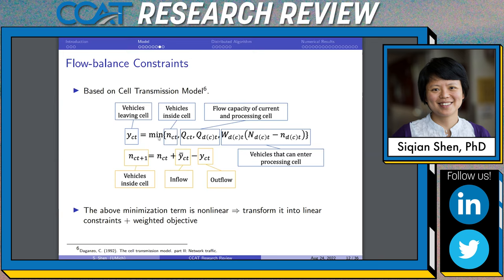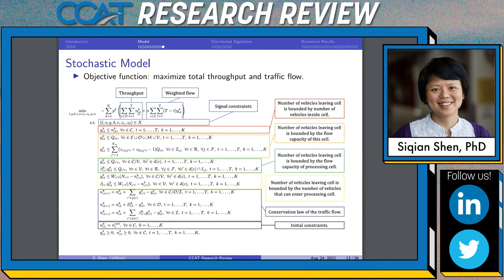But just for this, you already see you need a minimum measure, and that's nonlinear. So you can take the model to a linear way. And fortunately, we're doing minimization, so the way to minimize this is pretty simple. You can just say the y variable is less than or equal to n, less than or equal to the second term, and less than or equal to the third term, because that's a minimum of the three. All right.